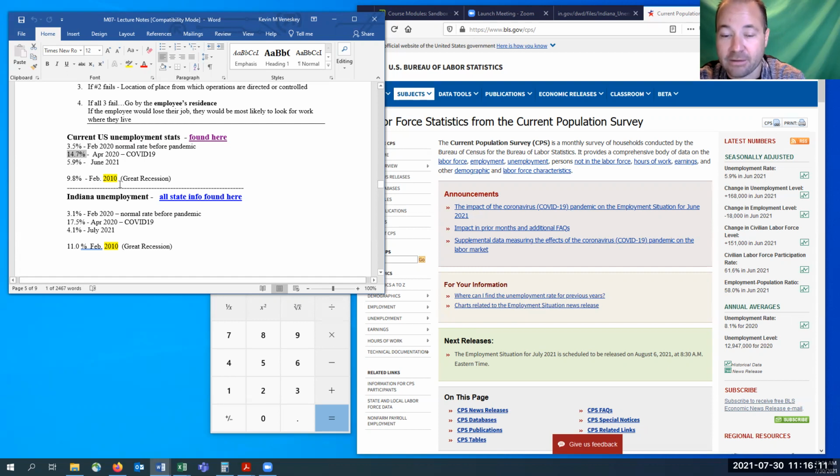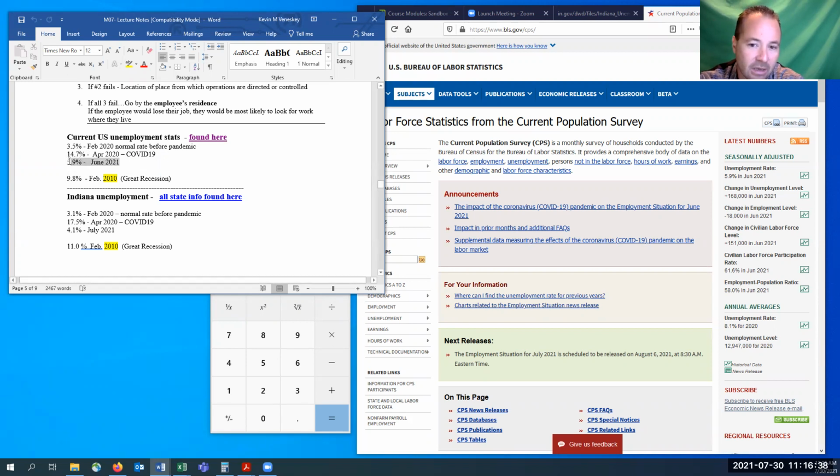14.7%, that's pretty high. That was the highest peak of the pandemic. And in comparison, remember the Great Recession, if you're old enough to remember that back that far, that only got to a 9.8%. Now, true, the 9.8% lasted a lot longer, whereas this 14.7 was a quick spike, and then it slowly came back down, back to more normal levels.